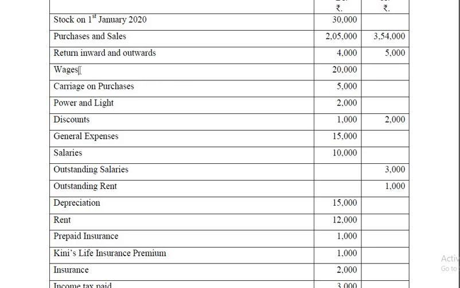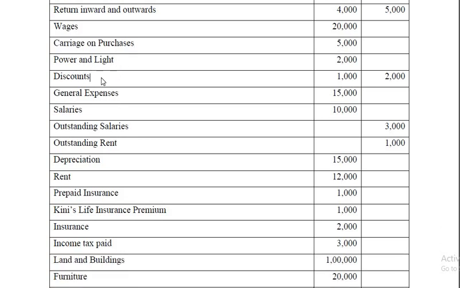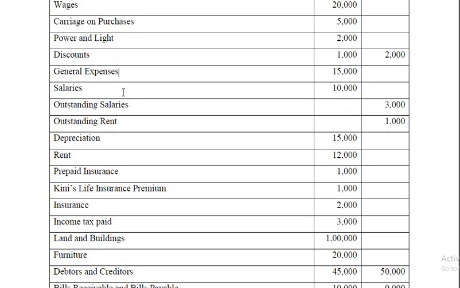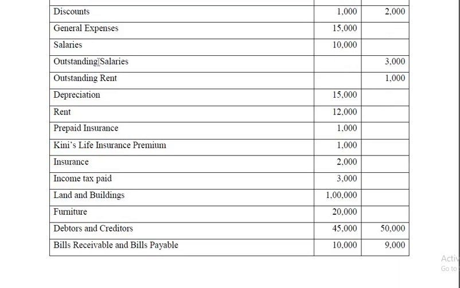Then return inwards means sales return, so 4,000 is deducted from sales. Wages will appear in the trading account. Carriage on purchases will be an item of the trading account. Power and light is also an item of the trading account. Discounts: there are two discounts here. One is a debit balance, the other is a credit balance. The debit balance is discount allowed, which should be debited to profit and loss account. And 2000 discount received is an income, credited to profit and loss account. General expenses are debited to profit and loss account. Salaries are to be debited to profit and loss account.